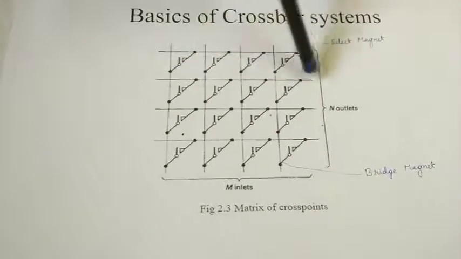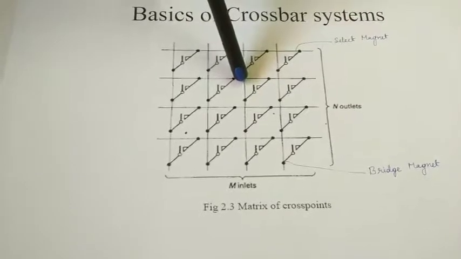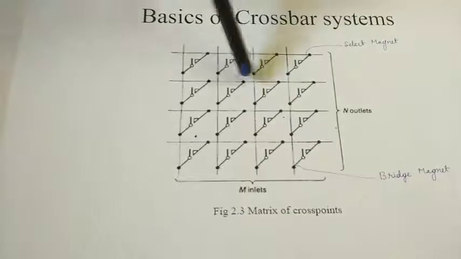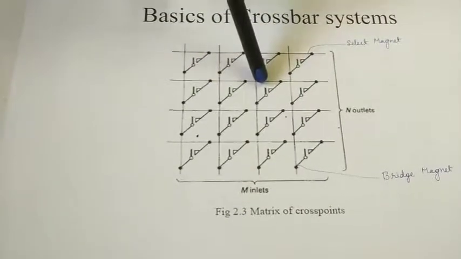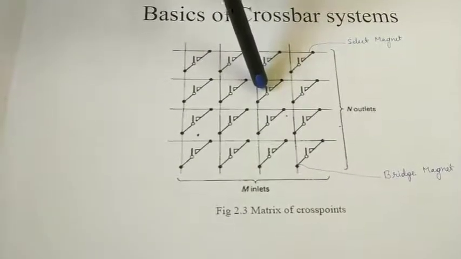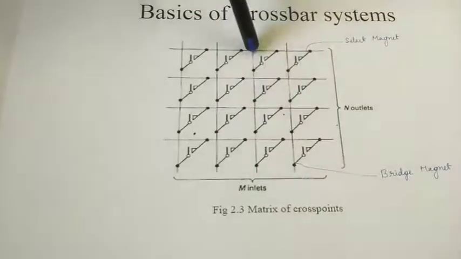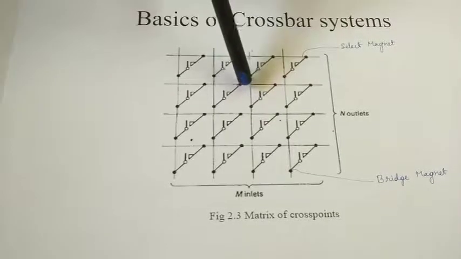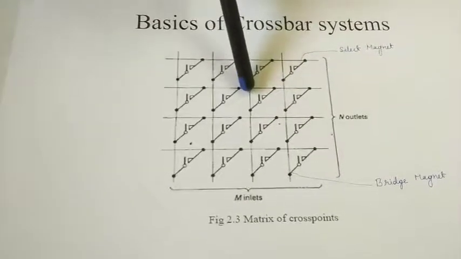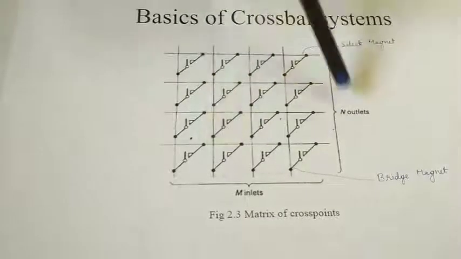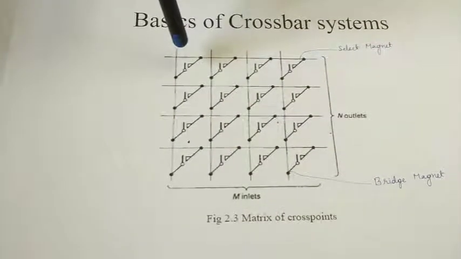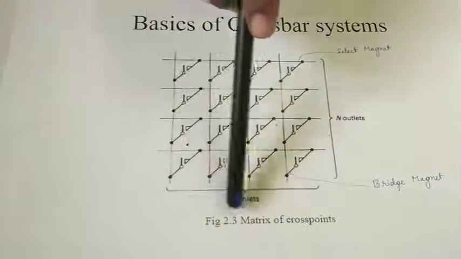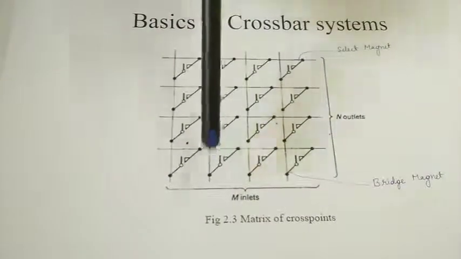Suppose we assume this second line, that means for this point to be connected, this horizontal magnet and this vertical magnet have to work. First the select magnet will go down, then afterwards the bridge magnet will be connected. The line that is to be connected, that magnet has to be connected to that particular line. That means this point is connected. These types of connections are an economic way of connecting customers.